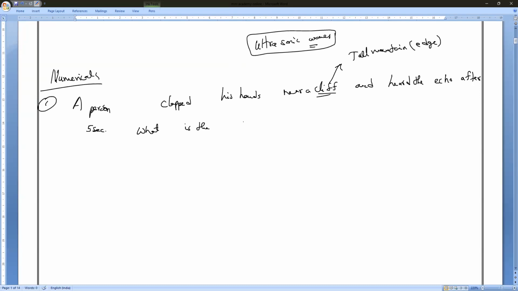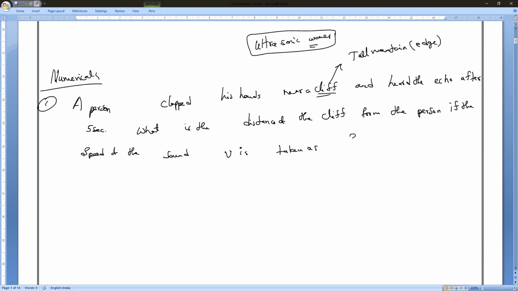Please respond. What is the distance of the cliff from the person if the speed of the sound v is taken as 346 meter per second? I'm giving 1 minute time, so anybody can solve it.